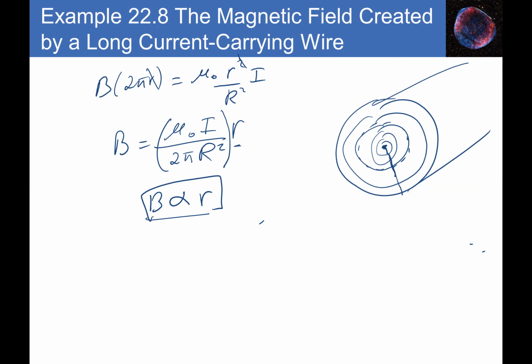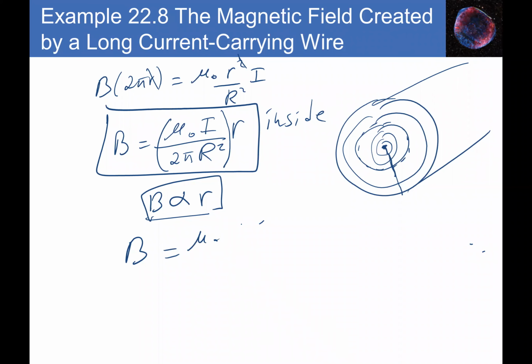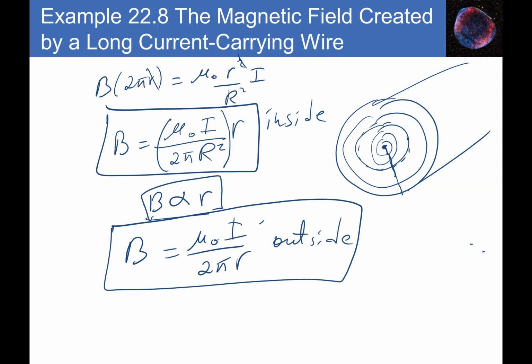All right. That means this was the equation, and this is basically inside the conductor. And this was the equation, mu naught I over 2 pi R. So this was from outside. Okay. So inside and outside.